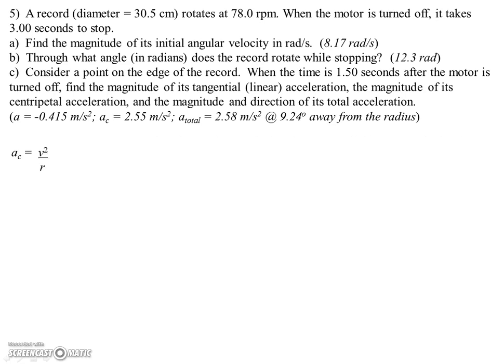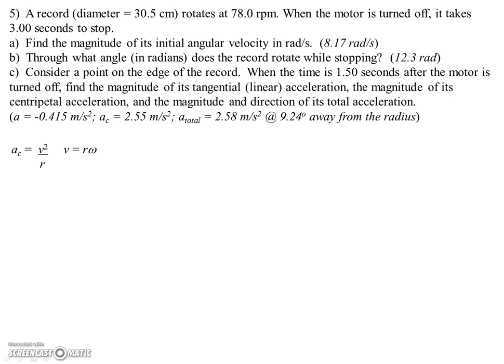The next part is finding the centripetal acceleration. You recall in class we derived it is v squared over r. The v here is the tangential speed. And here you probably want to use the connecting equation that v is equal to r omega.